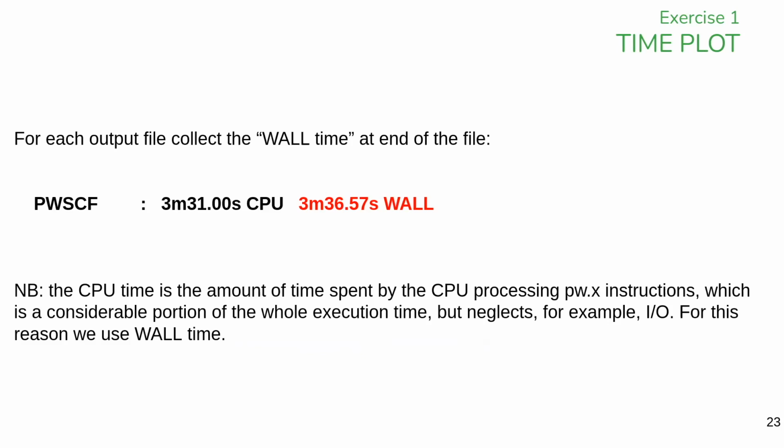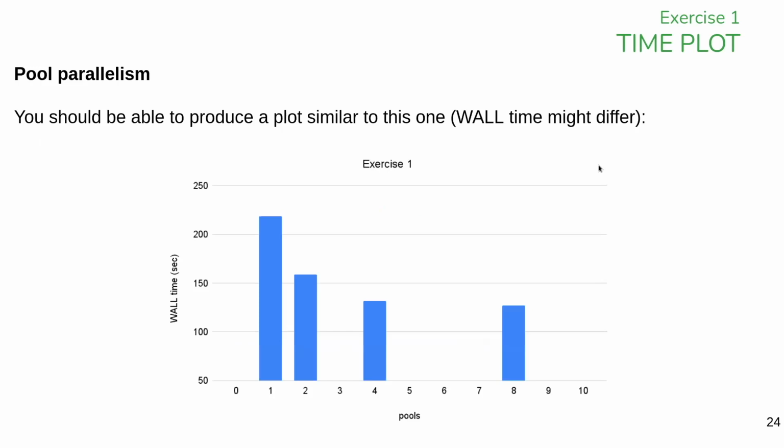And then when you have checked all the wall times for the different pool values, you will be able to produce a plot like this with the times as a function of the number of pools. And you can see here how the time scales with respect to the pools.